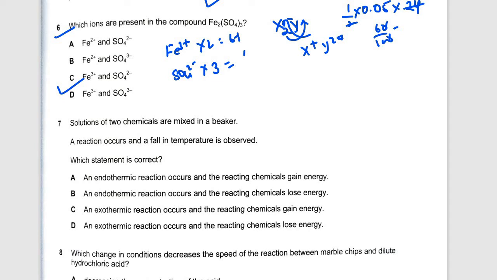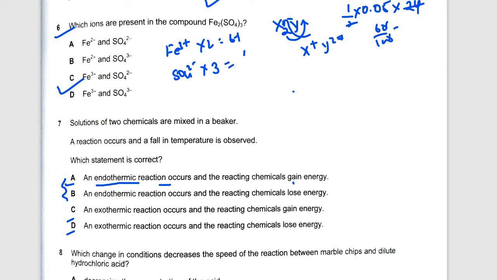Okay, so further, question number 7: a solution of 2 chemicals has been mixed, and the temperature has decreased. Whenever there is a decrease in temperature, it means it is an endothermic reaction. Why does the temperature drop? Because to form the product there is not sufficient energy, so it absorbs energy from the surroundings and then proceeds with the reaction. So option number A. Already option C and D are gone. Now you have to think whether it is A or B.